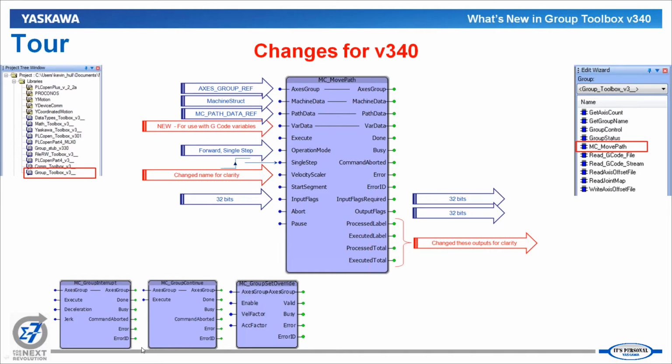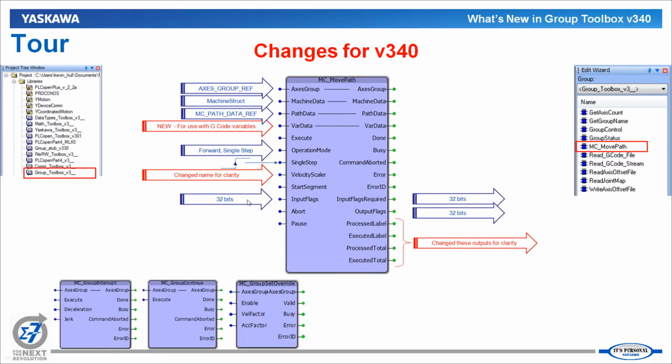the version 3.40 firmware for the controllers now supports MC group set override. And this block takes immediate effect and overrides the live path to the velocity factor, whereas the var input to MC move path will affect motion in the future, because it's affecting only the blocks that are still to be executed and sent to the motion buffer. So there's a delay experienced when changing the velocity scalar.